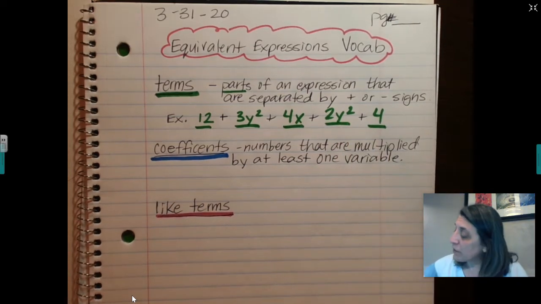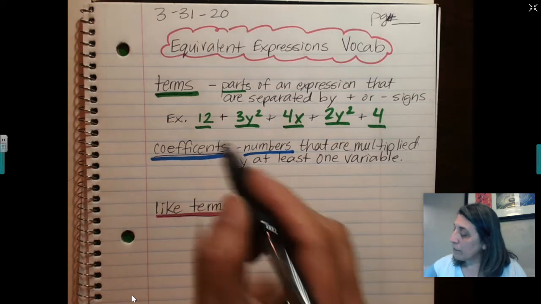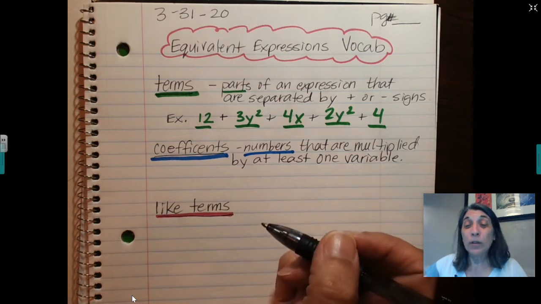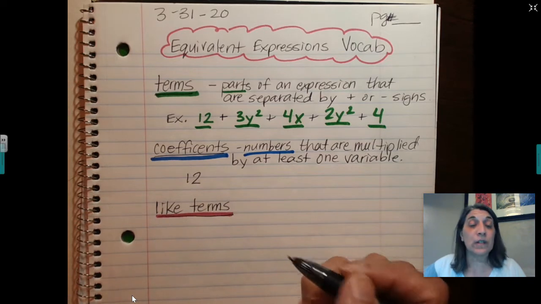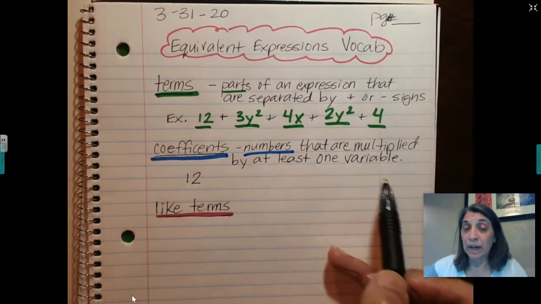Now remember, coefficients are numbers. They're not variables. They're numbers that are multiplied by at least one variable. So on this first one, 12 is a number, but it's not being multiplied by one variable. It's by itself, so it's not a coefficient. It's just a number.